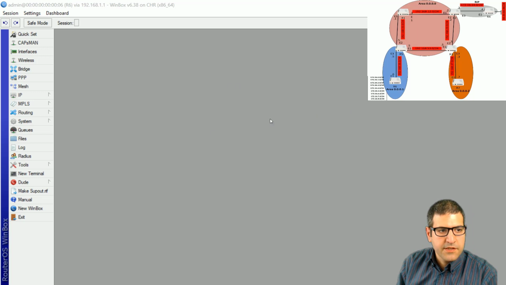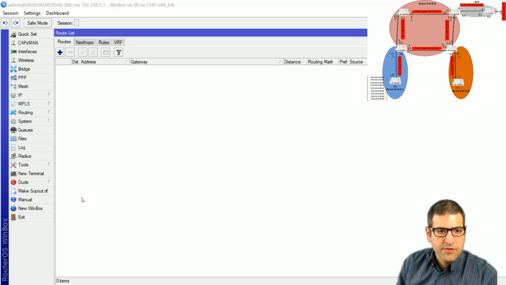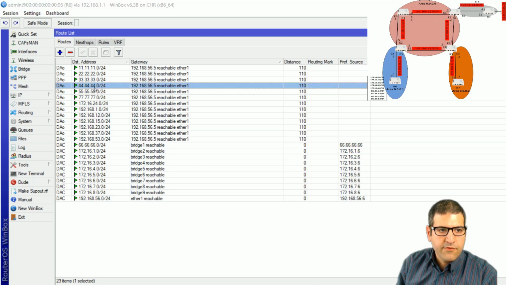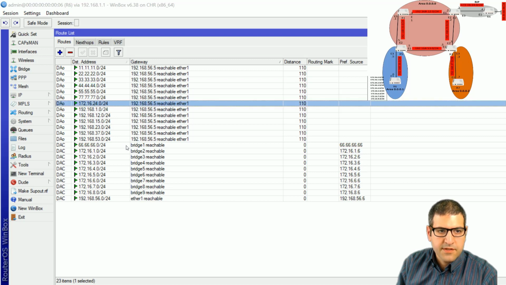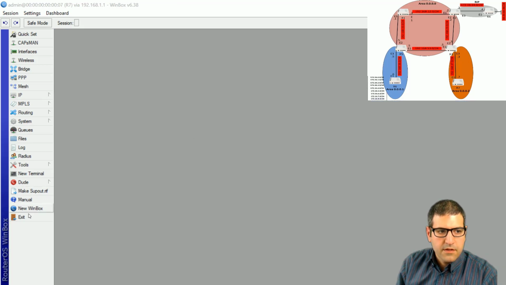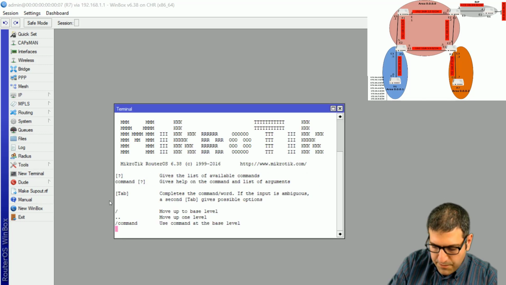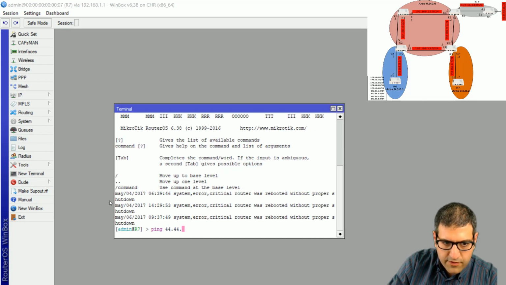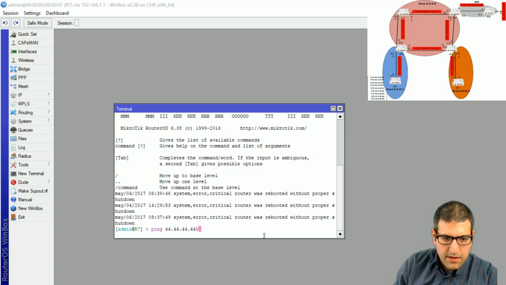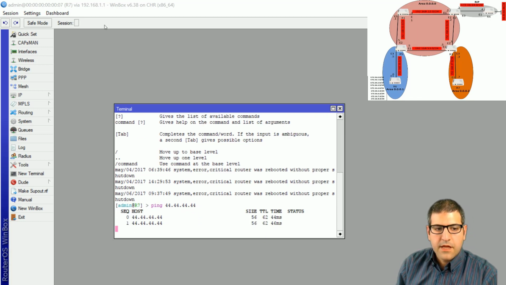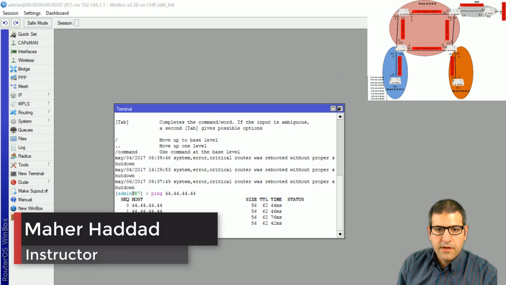That's really nice. We also want to check the routing table here. We can go to IP routes and we can see that 44 is listed there, and also 172.16 is listed there. Same for router 7, we can also check. Let's do it. I will ping 44.44.44.44, and as you can see, it's working.